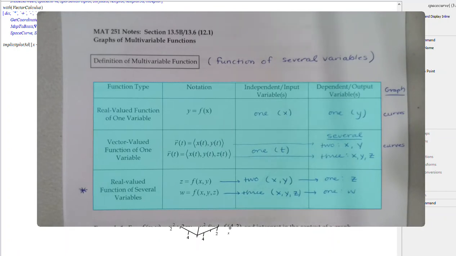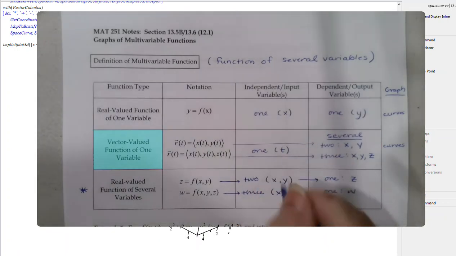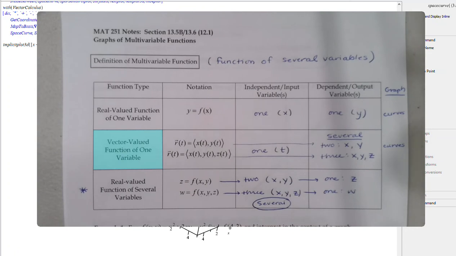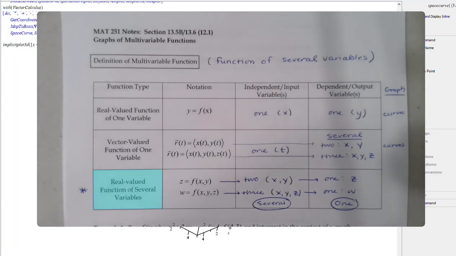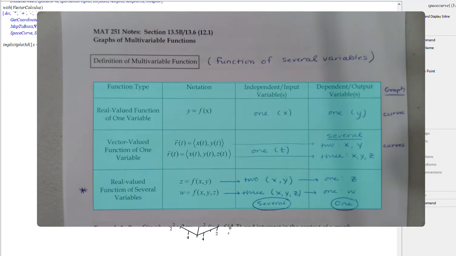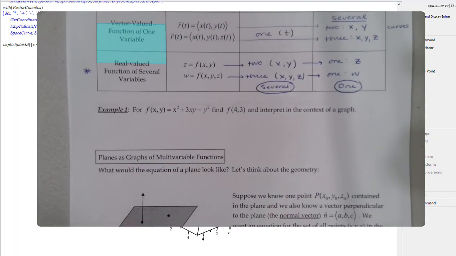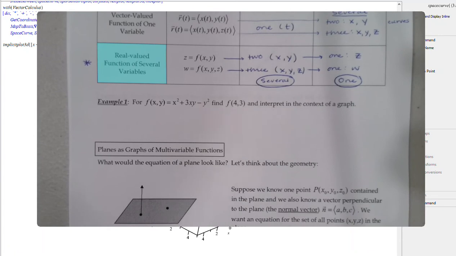So a real valued function of several variables is going to have several inputs, 2, 3, or it could be even more, but just one output every single time. So it's kind of the reverse of this, right? Instead of one in and several out, now we have several in and just one out. We'll see this chart one last time in chapter 14. We're going to add one more type of function. You can probably guess what it's going to be in terms of inputs and outputs, but we'll get to that in chapter 14.